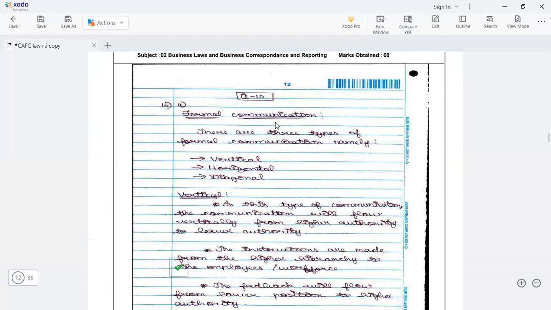This question was formal communication and the types of formal communication. 10A was based on it. This is the 2 marks question. Again, they have given the heading of the question. What are the types?